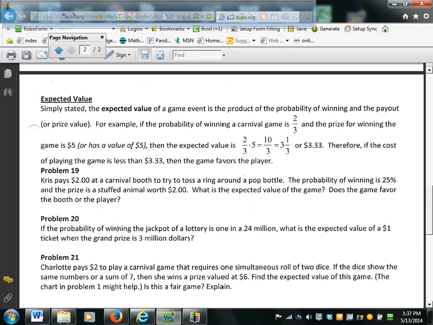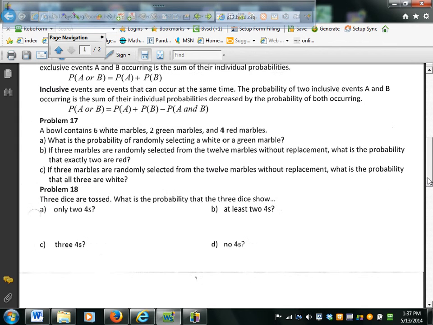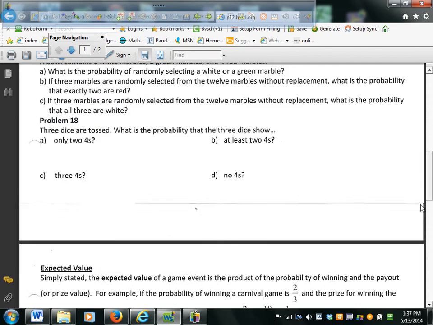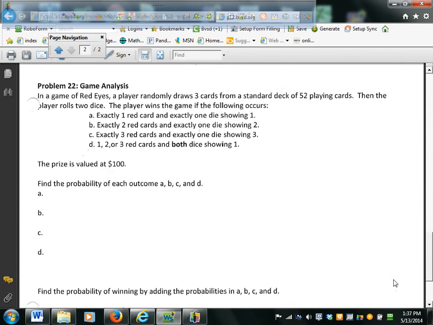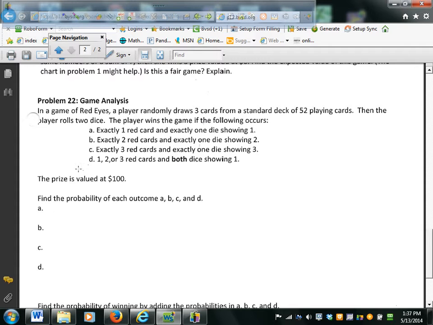And I'm kind of done, and you can try to work on the rest of this worksheet. Do as best as you can on this second part, because this game is kind of tricky. I want you to try to do this tomorrow.